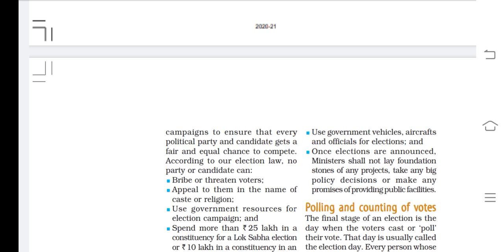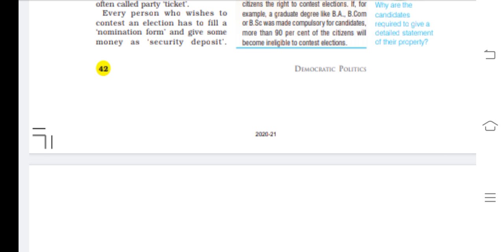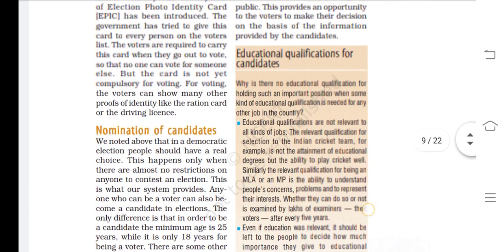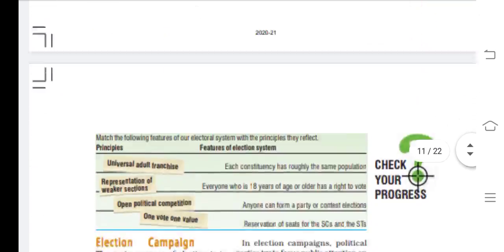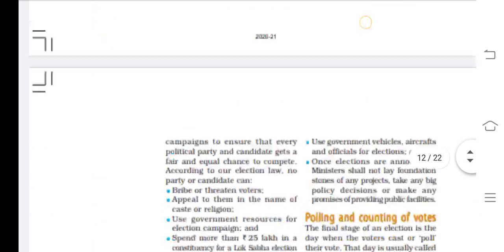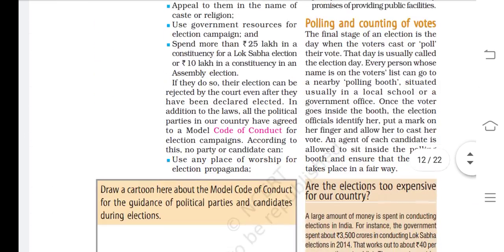Then here we come to polling and counting of votes. What is the meaning of polling and counting of votes? The final stage of an election is the day when voters cast or poll their votes. That day is election day. Which day is called election day? The day when the voters cast their votes.